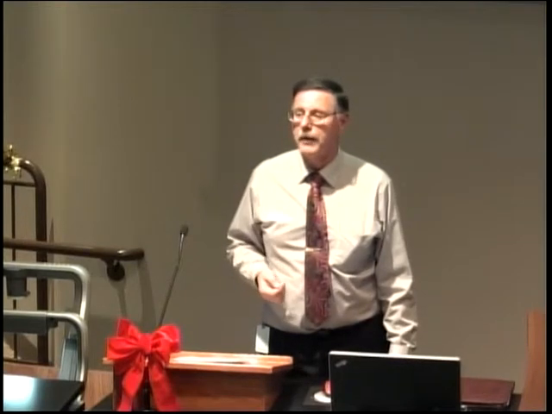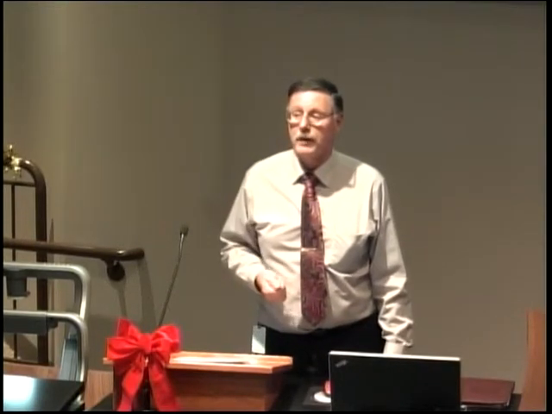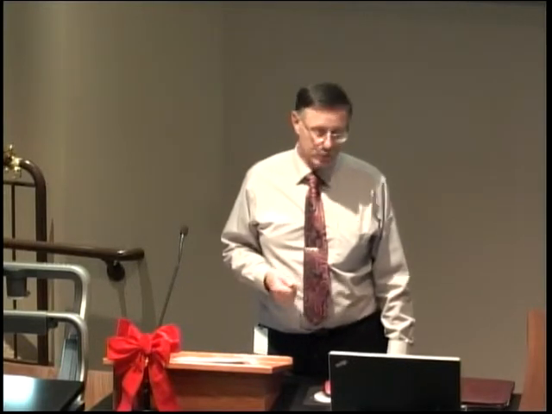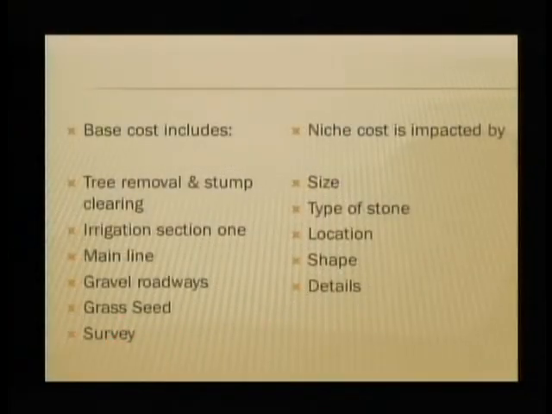The ossuary, same thing. Fence along Spokane Street right now is about $75,000 if we continue the same design. Metal's not cheap. The base cost includes the tree removal and stump clearing, putting irrigation in section 1, the main line across all 3 sections for our water, and gravel on the roadways, seeding it, and the survey costs. By having a real set standard block system like that, we cut down our survey costs heavily. Niches, of course, as I've already told you, impact that.